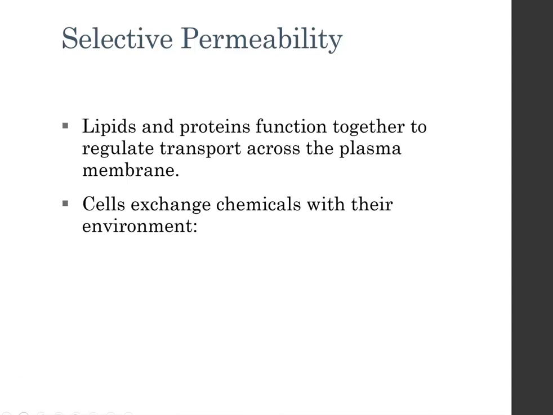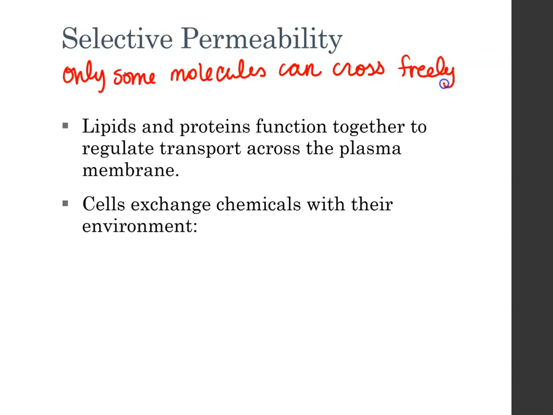So selective permeability means that only some molecules can cross freely. And lipids and proteins function together to help regulate that transport. Lipids can block molecules from moving directly across that plasma membrane, but proteins can allow certain molecules to move freely.